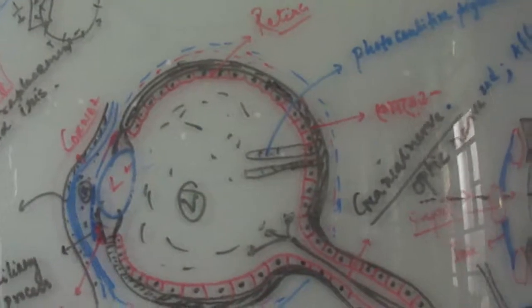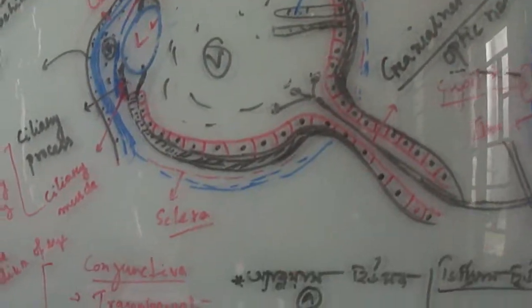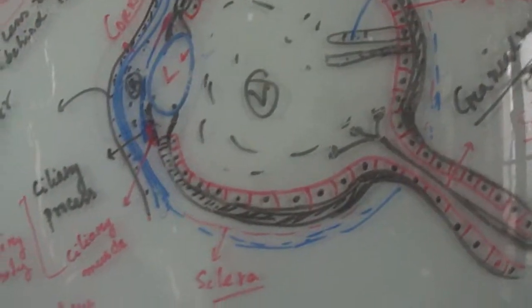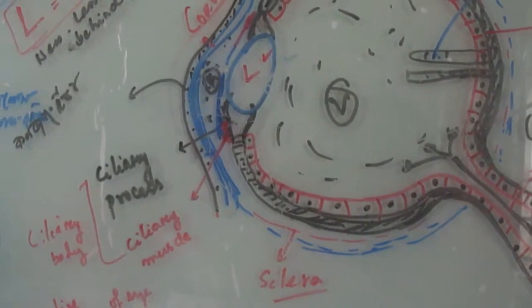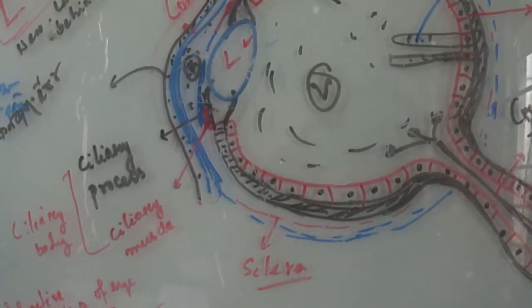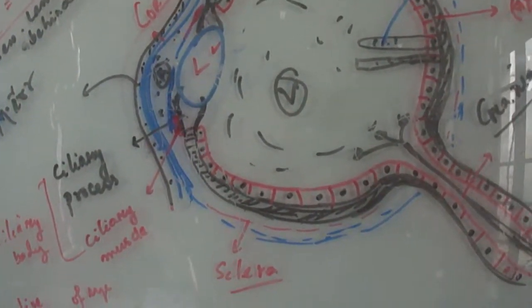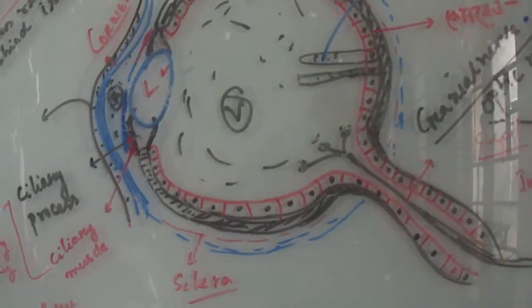And here the refractive mediums, once again I have highlighted, from the conjunctiva, then aqueous humor, lens, vitreous humor. So these are the layers.